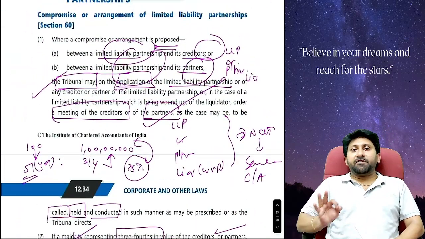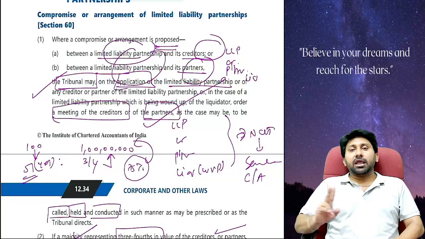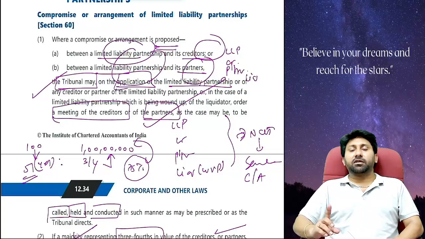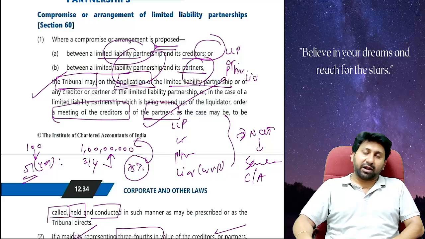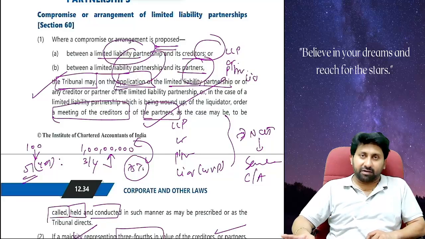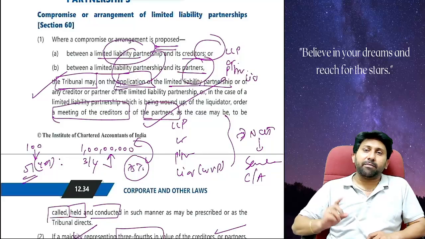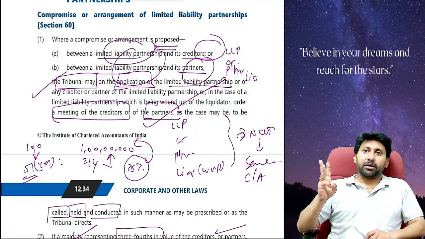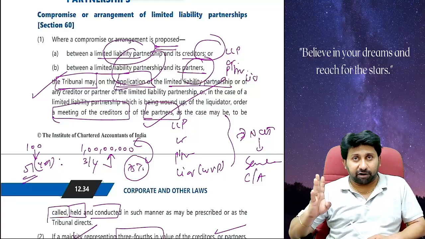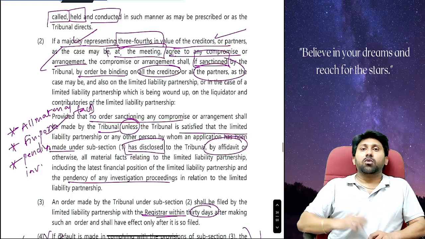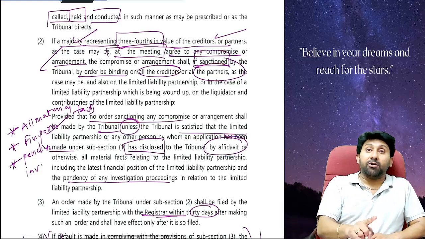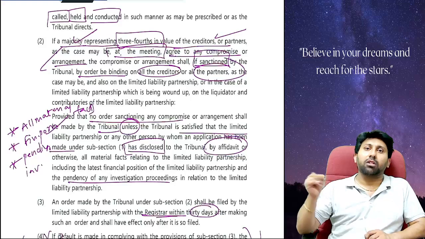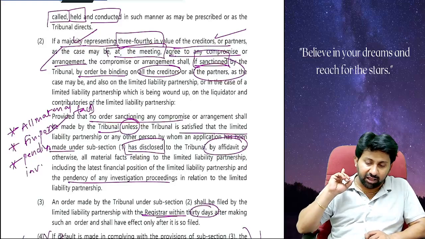Compromise is entered into between LLP and partners, LLP and creditors. Make an application to the tribunal. The tribunal will give the instructions as to how to hold, call and conduct the meetings of the creditors and partners. Who can make the application? LLP or creditor or partner or liquidator if the LLP is in winding up process. How many should approve? Majority holding 3/4 in value should approve. Once approved, it will be binding on all the creditors and partners of this particular LLP.